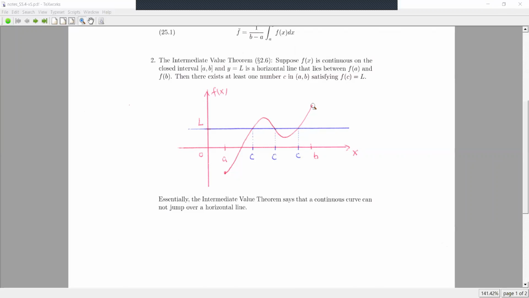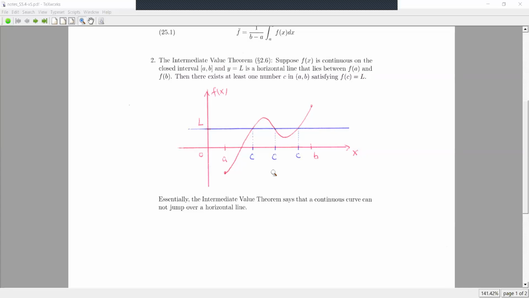Now, conclusion. There exists at least one point C in the open interval AB. C in the open interval AB means that C is greater than A and less than B. C is between A and B. Then there exists at least one point C between A and B, satisfying function value at C is the number L.